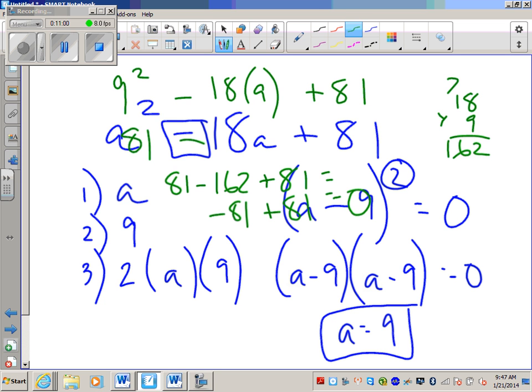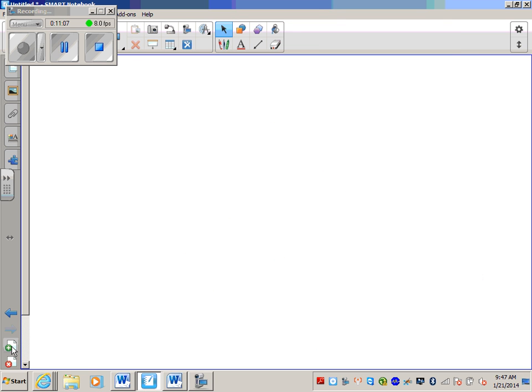I don't know how that's going to help you at the grocery store or anything like that, but algebra is all about problem solving. So you can start with something and get something from it. That's awesome.